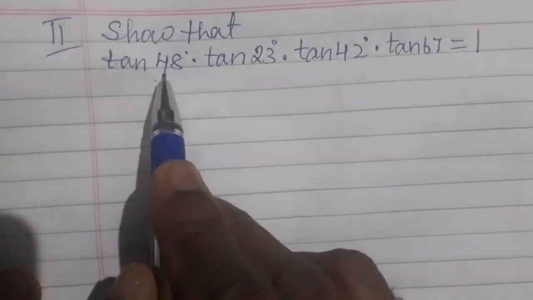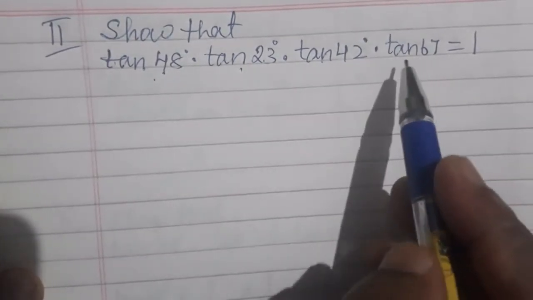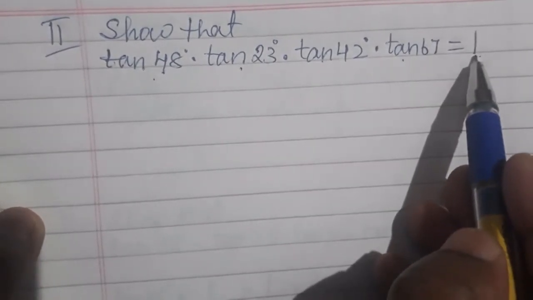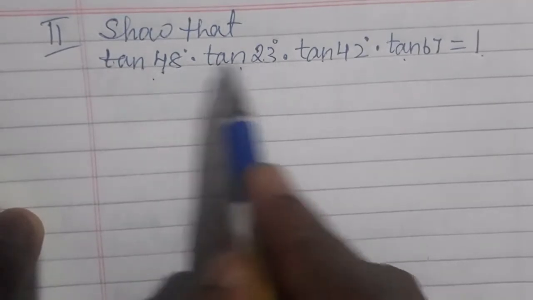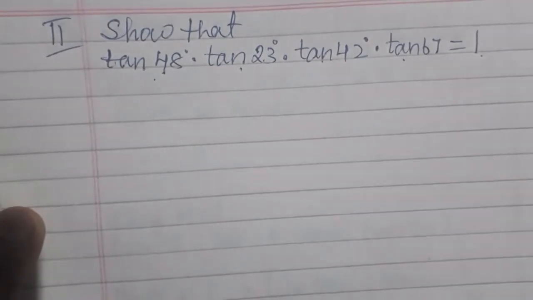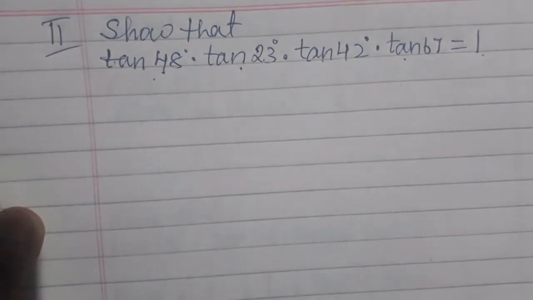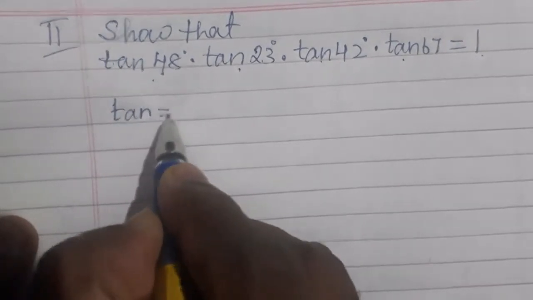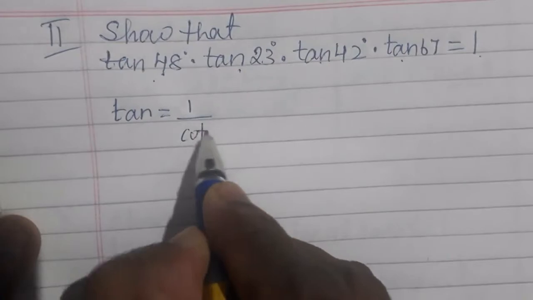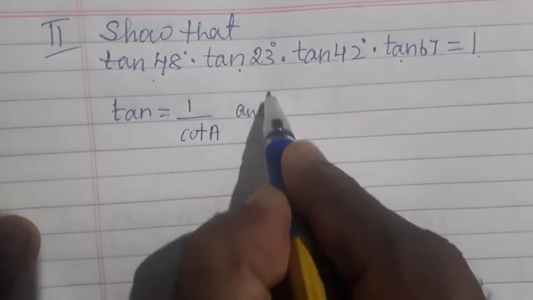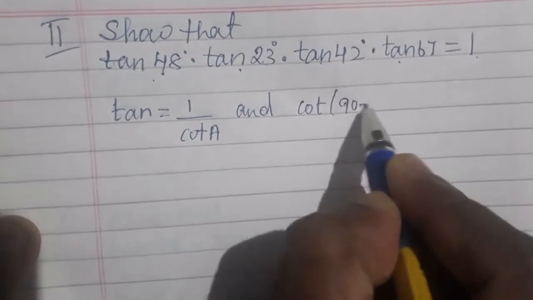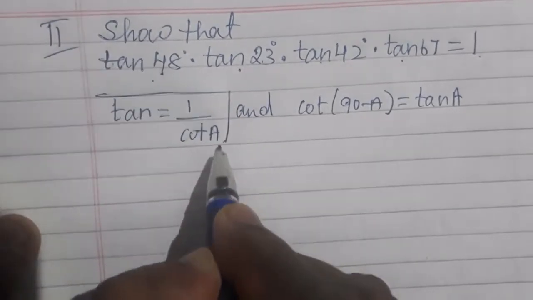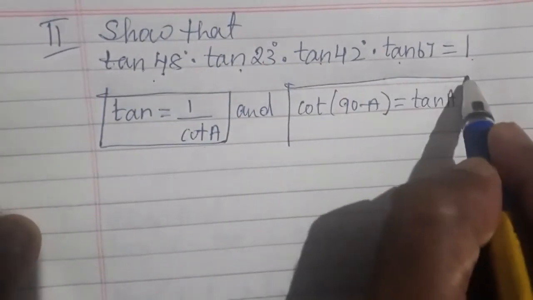Show that tan 48 into tan 23 into tan 42 into tan 67 is equal to 1. If you want to cancel everything and get 1, at least two of these with the same values should be in the denominator. So here I will be using these two ratios. Tan is nothing but the reciprocal of cot. And I will be using one more ratio, that is cot 90 minus a is equal to tan a. These two ratios I will be using to solve this sum.